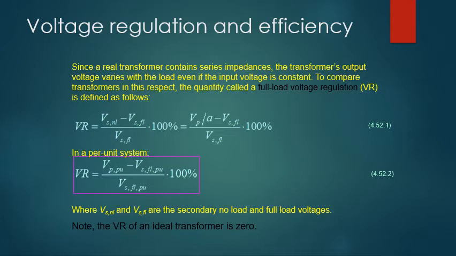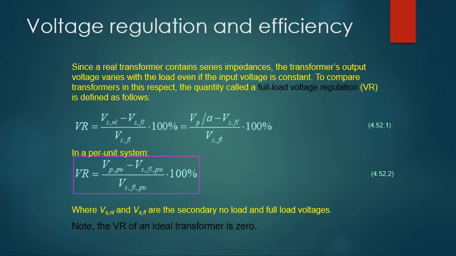So what we do is that we perform two tests, the no load and the full load test, and in both cases we record the output voltage of the transformer, and then the variation of this output voltage is termed as the voltage regulation. In other words, the voltage regulation is equal to the voltage of the secondary at no load minus the voltage of the secondary winding at full load, divided by the voltage of secondary at full load, multiplied by 100%.